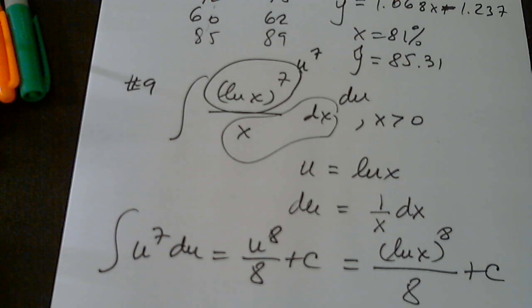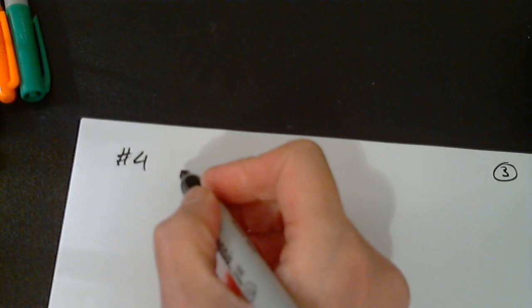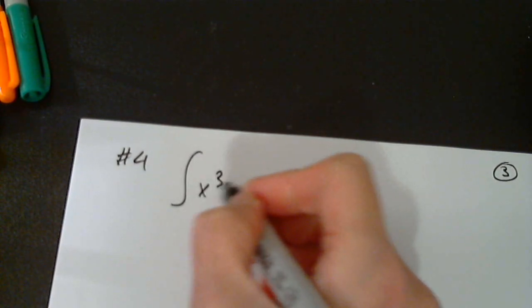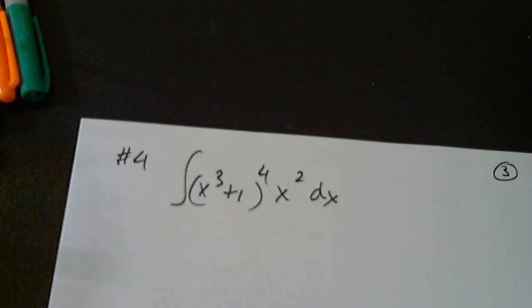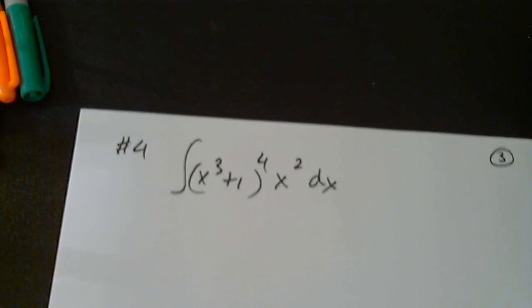Can we do number 4, please? Which one? Number 4. Good. Let's take a look at number 4. In number 4, we have the integral of x to the 3rd plus 1, to the 4th power, times x squared dx. Perfect.